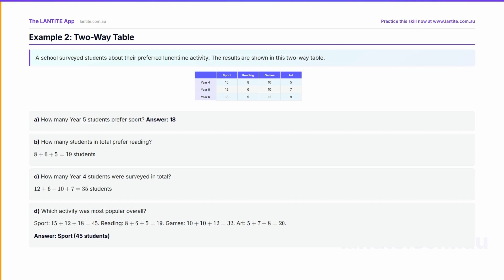Part C asks how many Year 4 students were surveyed. We add across the Year 4 row. 12 plus 6 plus 10 plus 7 equals 35. Part D asks which activity was most popular overall, so we total each column. Sport has 45, making it the most popular.